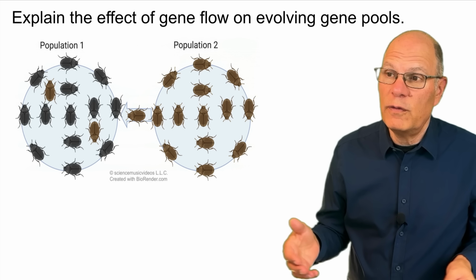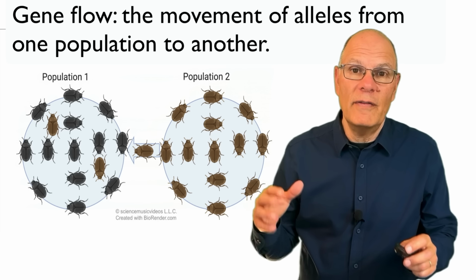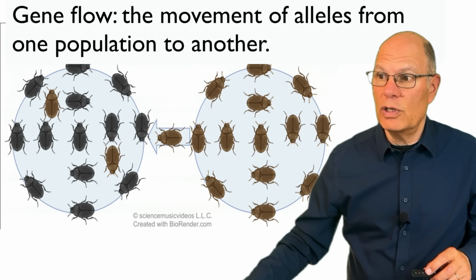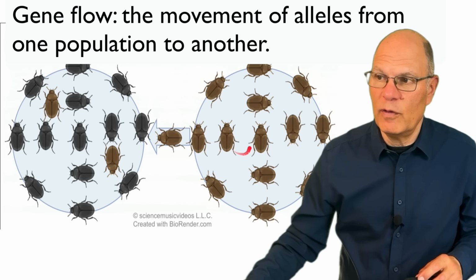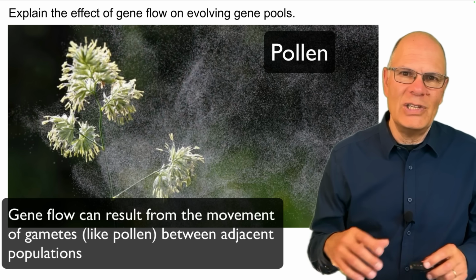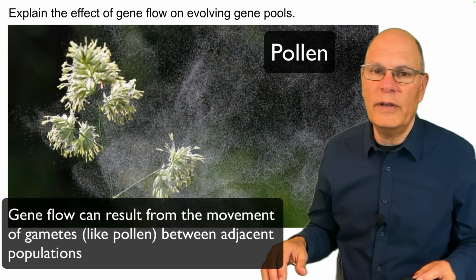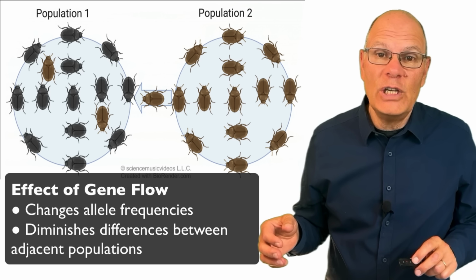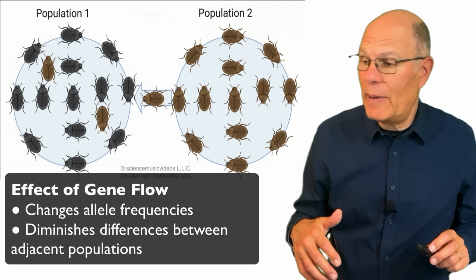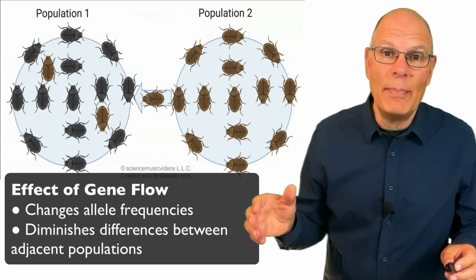What is gene flow, and what's its effect on evolving gene pools? Gene flow is the movement of alleles from one population to another, and that can involve the movement of individuals, like we see here. This beetle is moving from population 2 to population 1, but it can also involve the movement of gametes, and that's easier to imagine in the case of plants, where pollen is flying from one field to another. What's the effect of gene flow? It can change allele frequencies, especially in the recipient population, and it can diminish differences between adjacent populations.